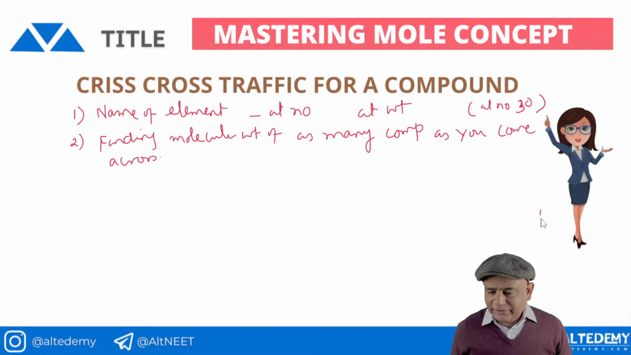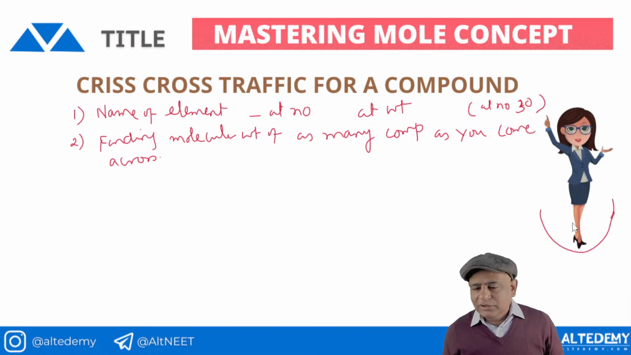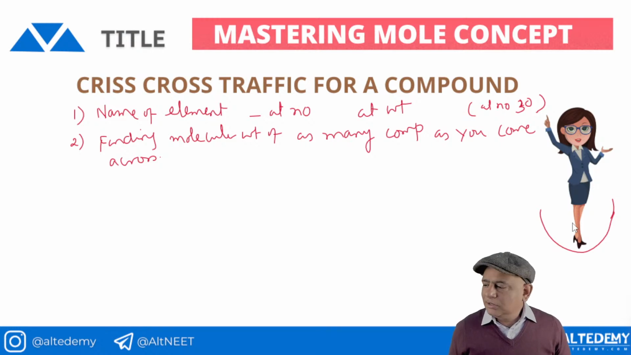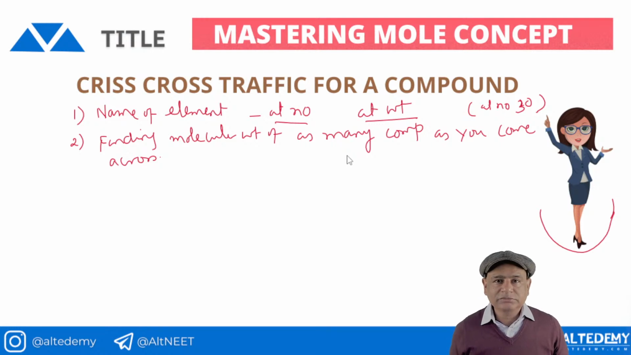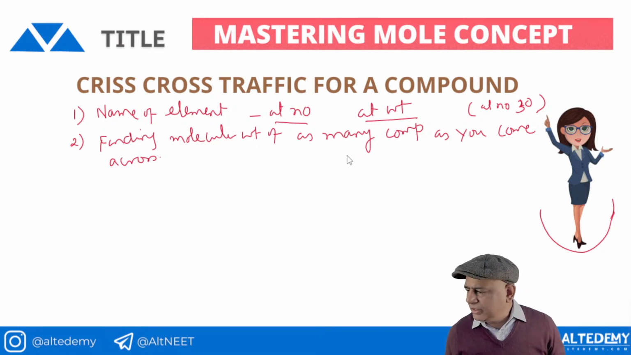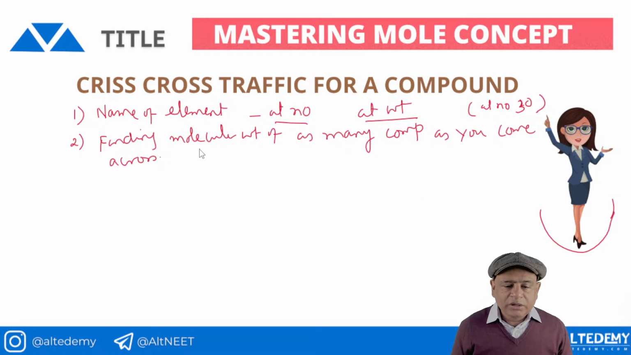This is your teacher advising you. Try to abide by your talented teacher. Name of the element, its atomic number, atomic weight. Find the molecular weight of as many compounds as you can. How many compounds do you come across? HNO3, H2SO4, CO2, NH3, H3PO4, CaCO3. There are plenty of compounds you will come across, so try to calculate the molecular weight of these compounds.